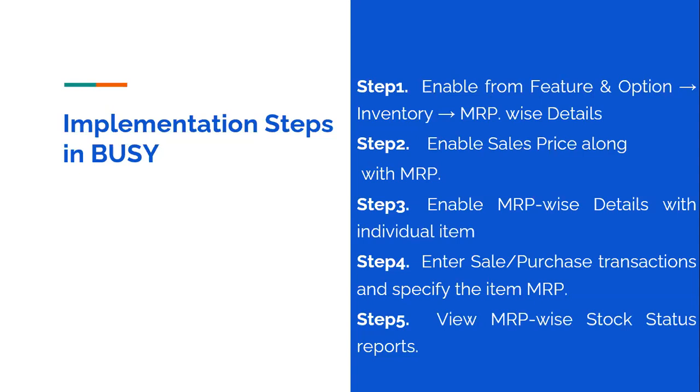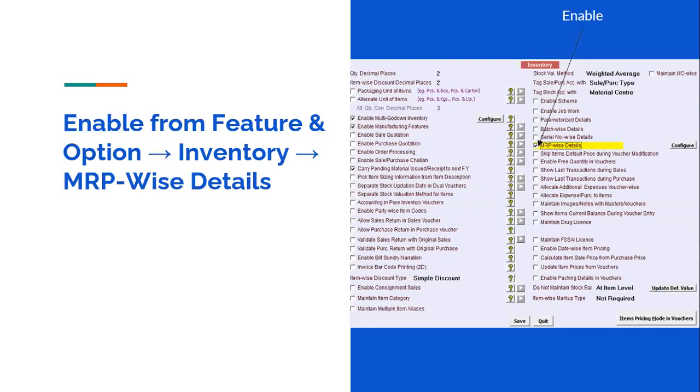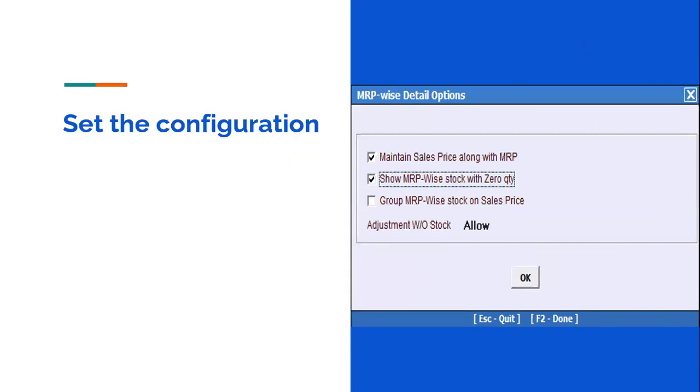Let's have a look at the screenshots of these steps. The first screenshot visible on your screen is Features and Options, Inventory, and MRP-wise detail. From Features and Options and the Inventory button, you will get the MRP-wise detail configuration box where you have to enable this option. After enabling it, you will get a configuration button where you will see options like maintain sale price along with MRP, and MRP-wise stock with zero quantity. If required for your organization, you can enable these options along with the MRP-wise detail.